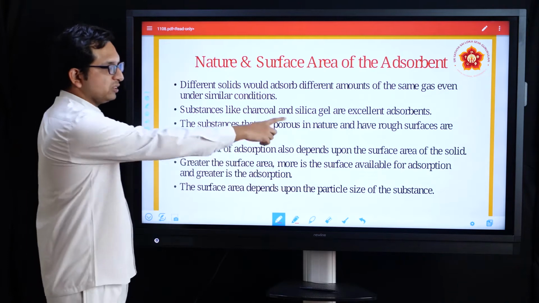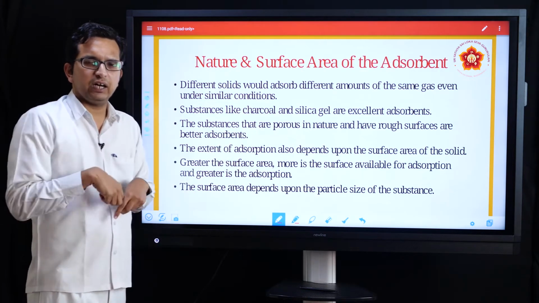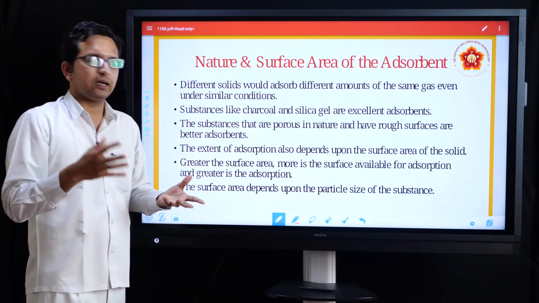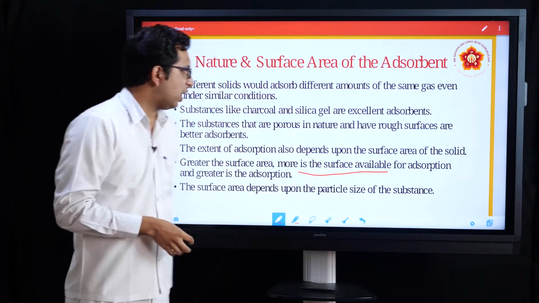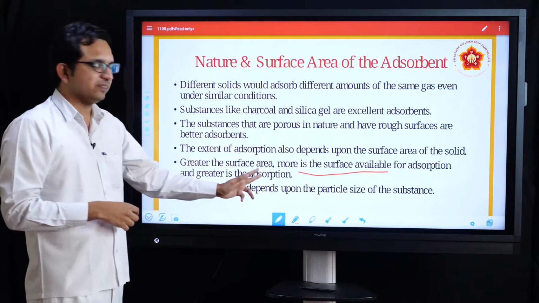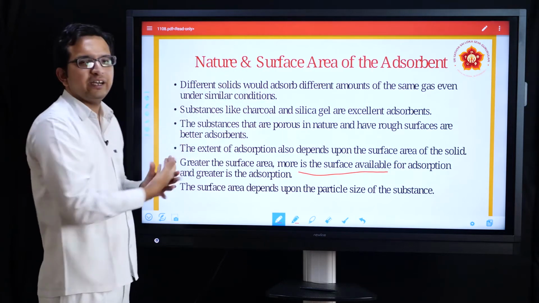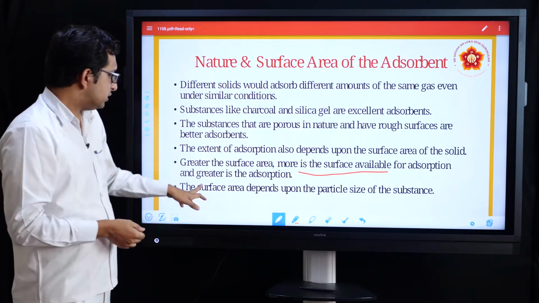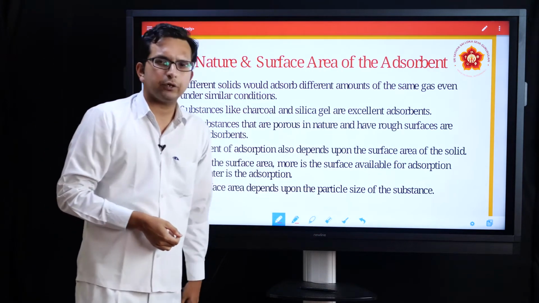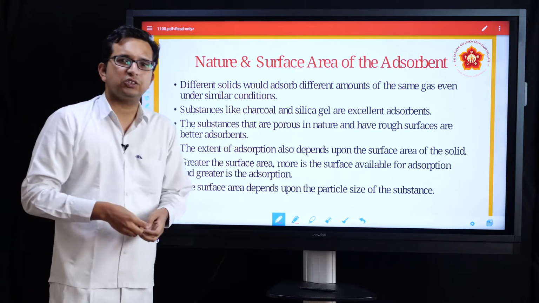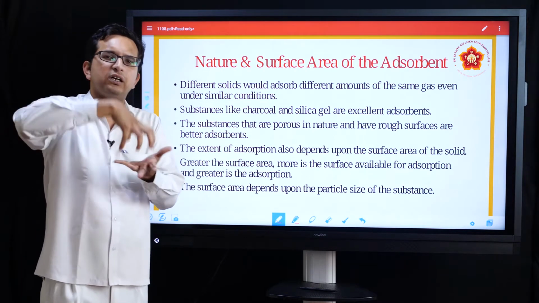So this extent of adsorption also depends on the surface area of the solid. This is what we have been studying, that the more the surface area, naturally more molecules can come and get adsorbed. So greater the surface area, more is the surface available for adsorption, and greater is the adsorption. So what has been done here is just the theoretical aspects have been put up. The surface area depends upon the particle size of the substance. Now this is important because if the particle size of the substance is pretty large, then maybe the attractive forces could be a little difficult.